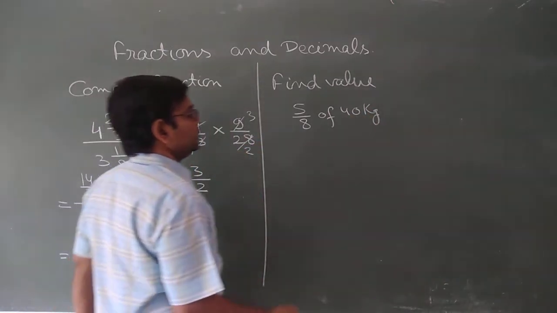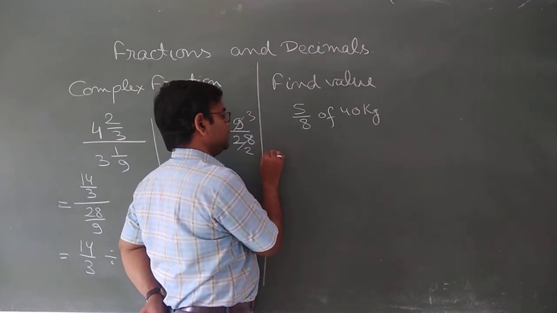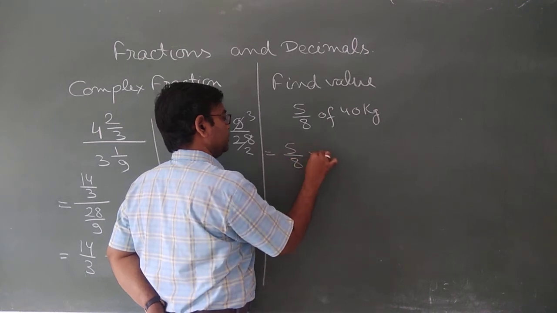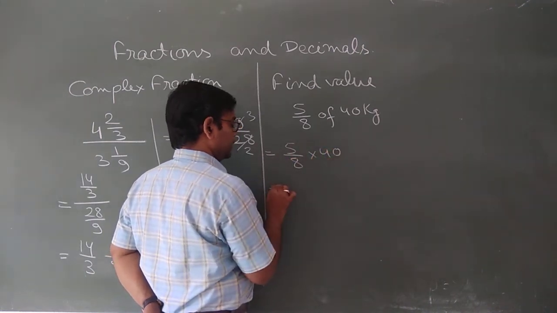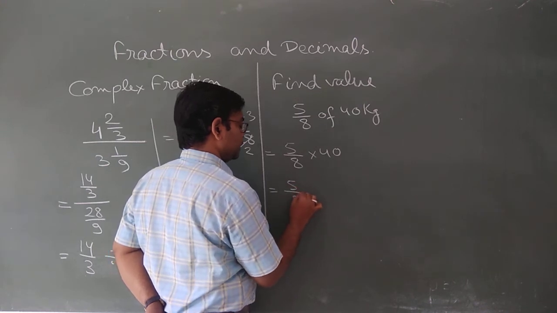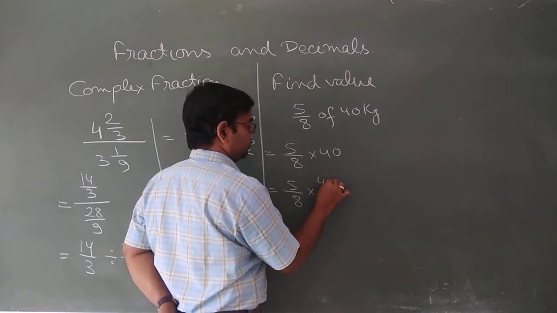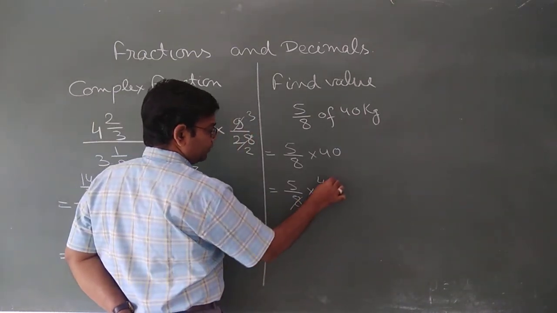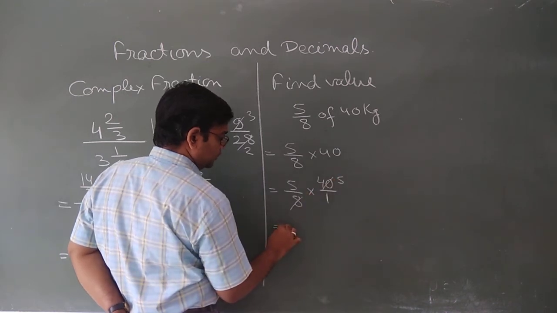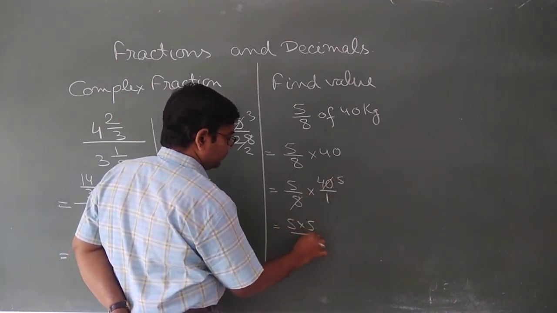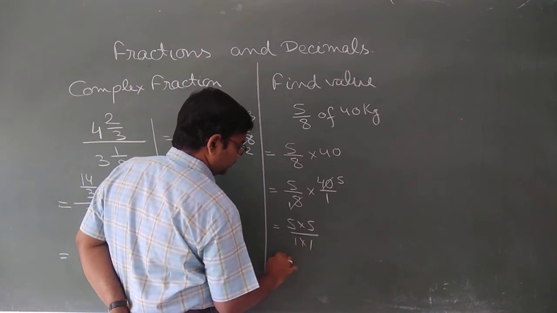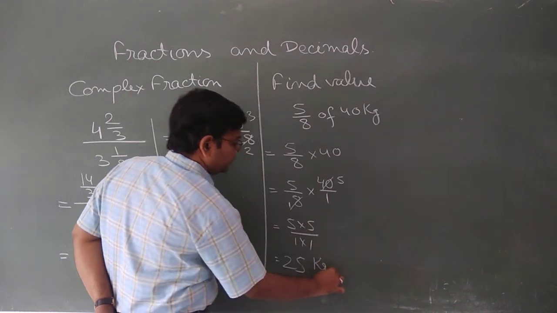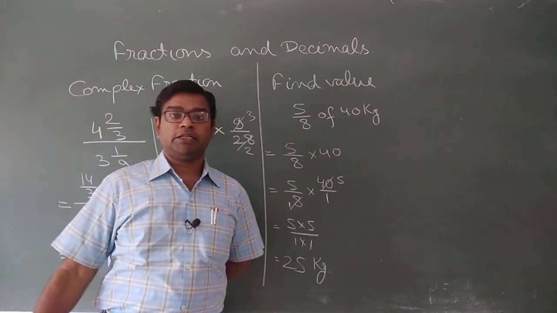As we know, if 'of' is given, we can easily change this 'of' to multiply. So it's 5 upon 8 multiplied by 40. As we know that this is also a rational number, we can write 40 upon 1. Now we can easily simplify, 8 5s are 40. So it's 5 into 5 by 1 into 1, it's 25. And what is the unit? Kg. Likewise, you can find out. Move to the next question.